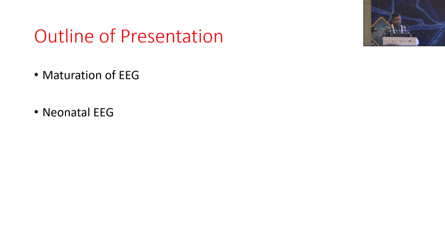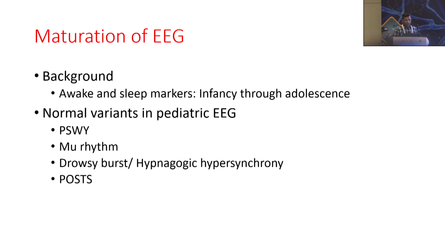So I'll briefly take you through the maturation of EEG, what is different in young children. Typically below 1 year is the period which is a little different from older children's EEG. Above 1 or 2 years, it's very much the same as any other adult EEG that you have seen today, and a little bit on neonatal EEG.